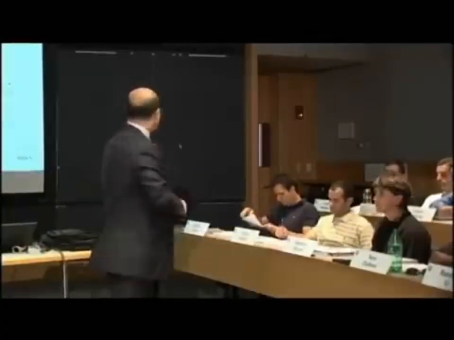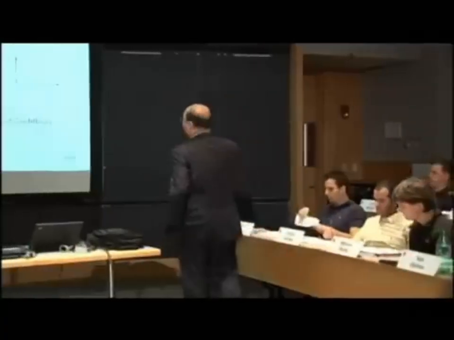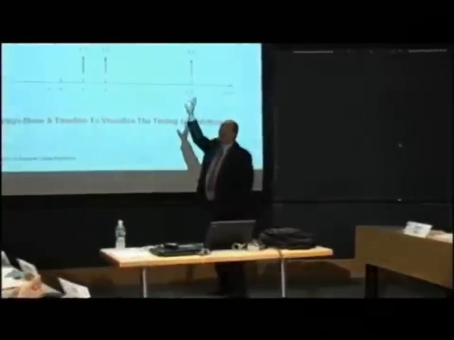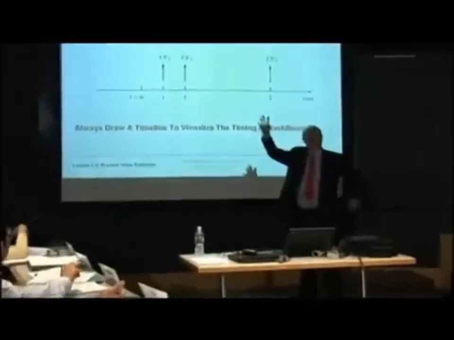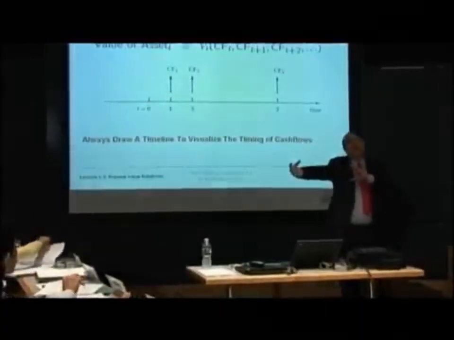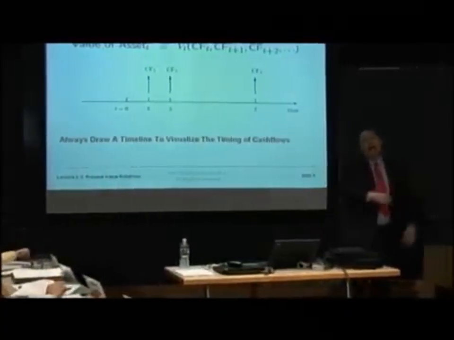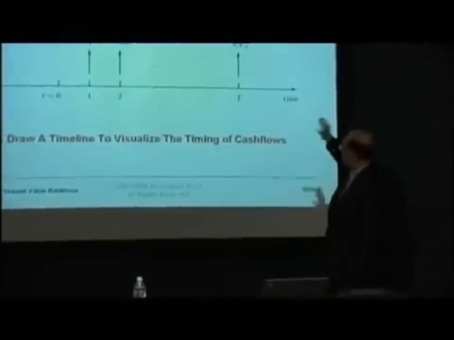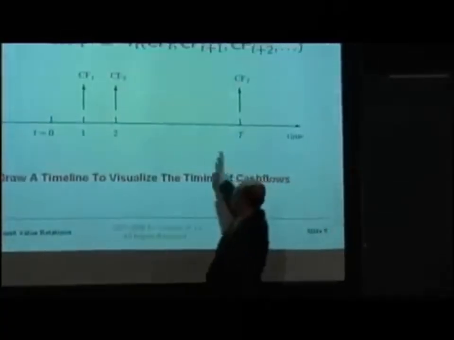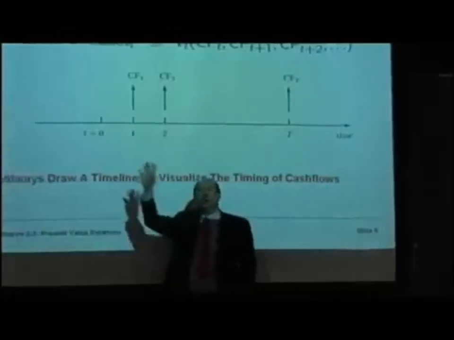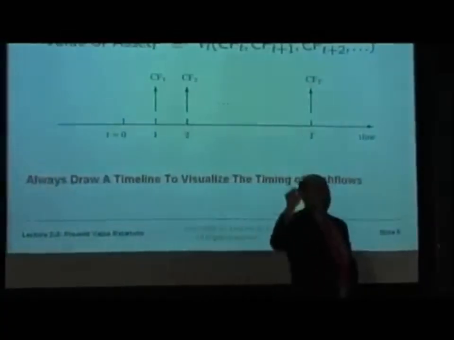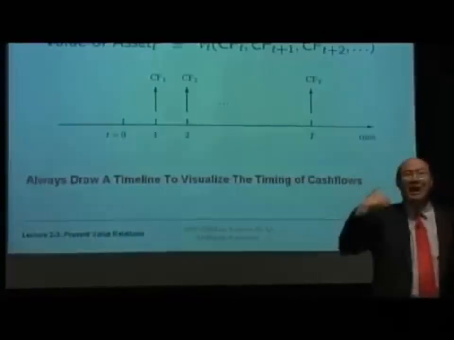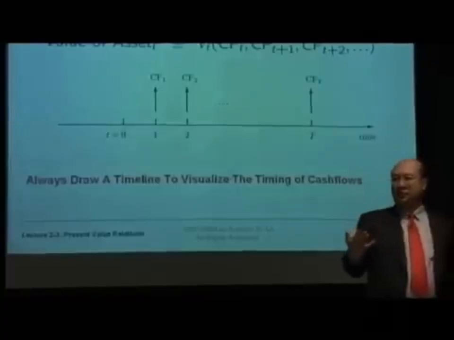Okay. So far, nothing I've said is all that controversial, I don't think. I've simply defined that there's a value operator. Operator means function. You stick in a sequence of cash flows, out pops a number. And when you analyze the value of an asset, I want you to always draw a timeline and make sure you understand the sequence of cash flows. Okay? Without the timeline, I don't know that you really understand what's going on.